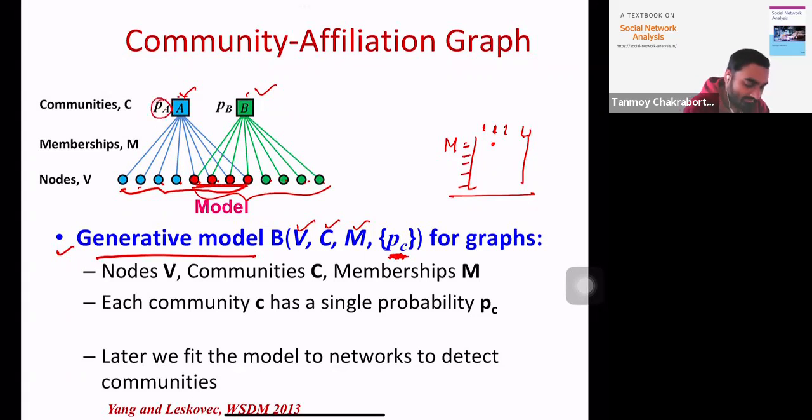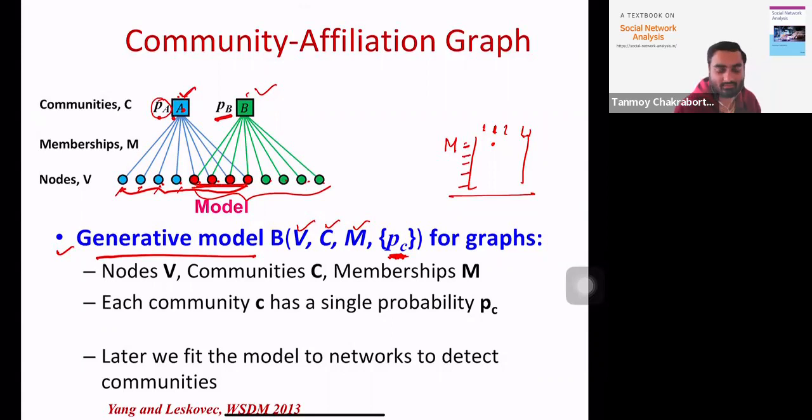let's say PA is the community membership probability for community A. So it means that for all the nodes who are part of this community, the probability of belonging to this community is PA. This probability is the same across the nodes. It is not dependent on the node, right? Please remember this. Similarly, you have PB. PB is again the same probability for community B.